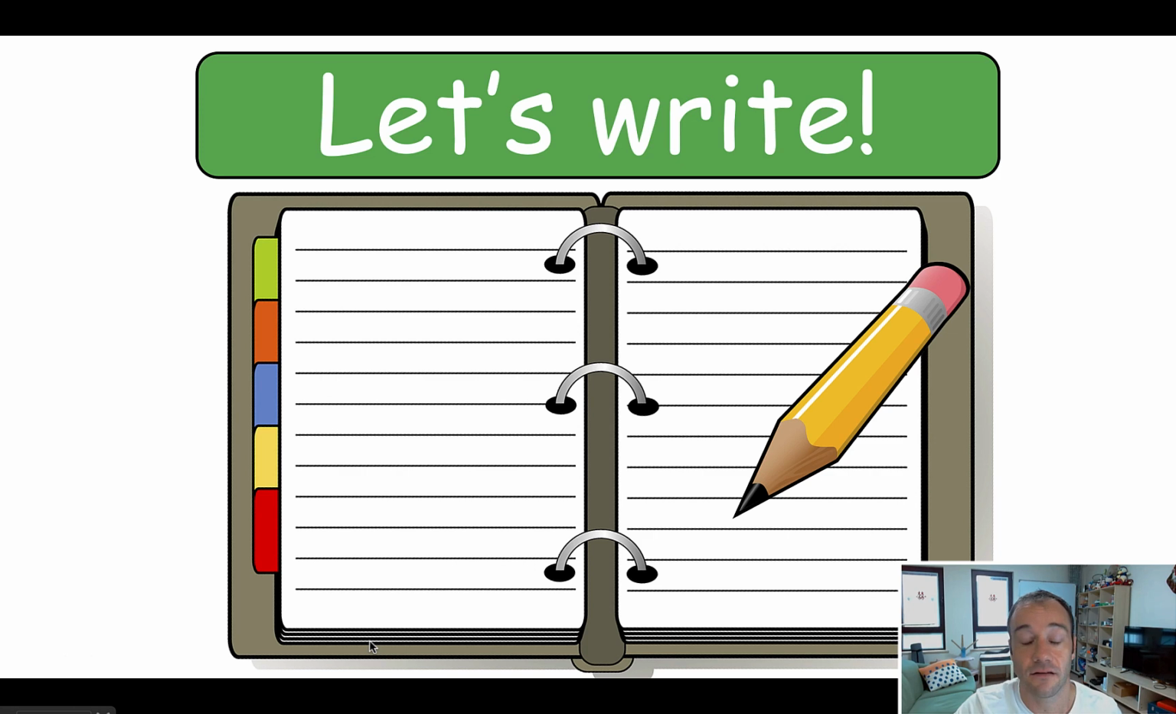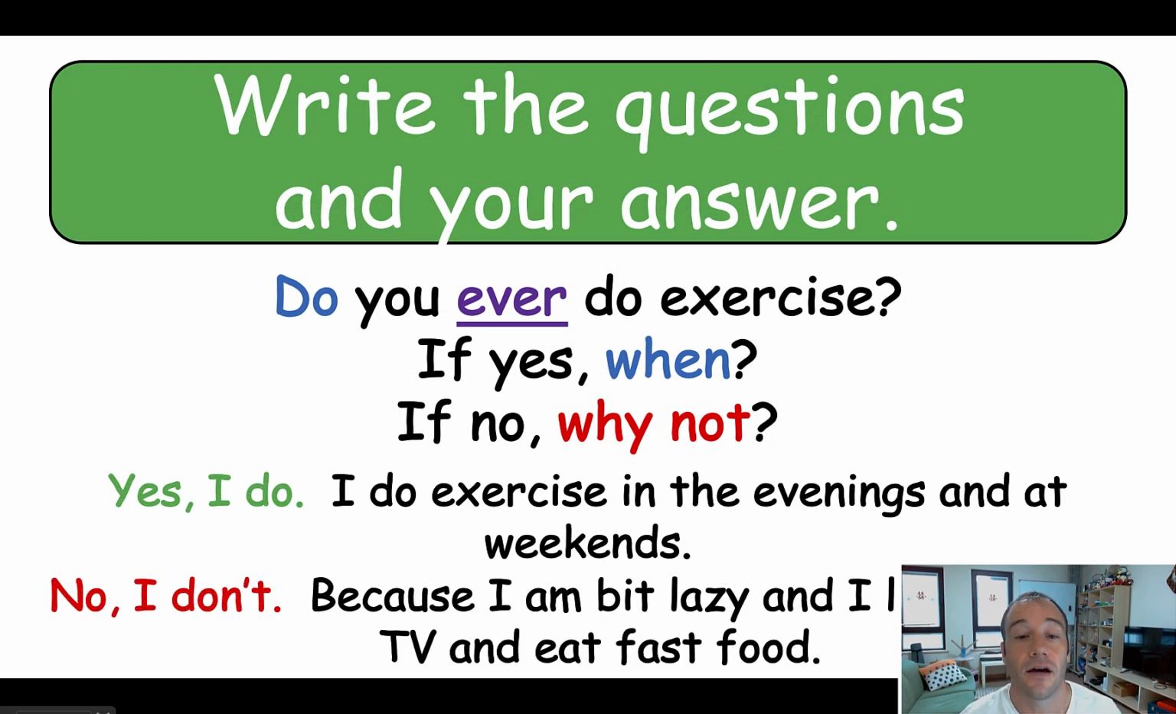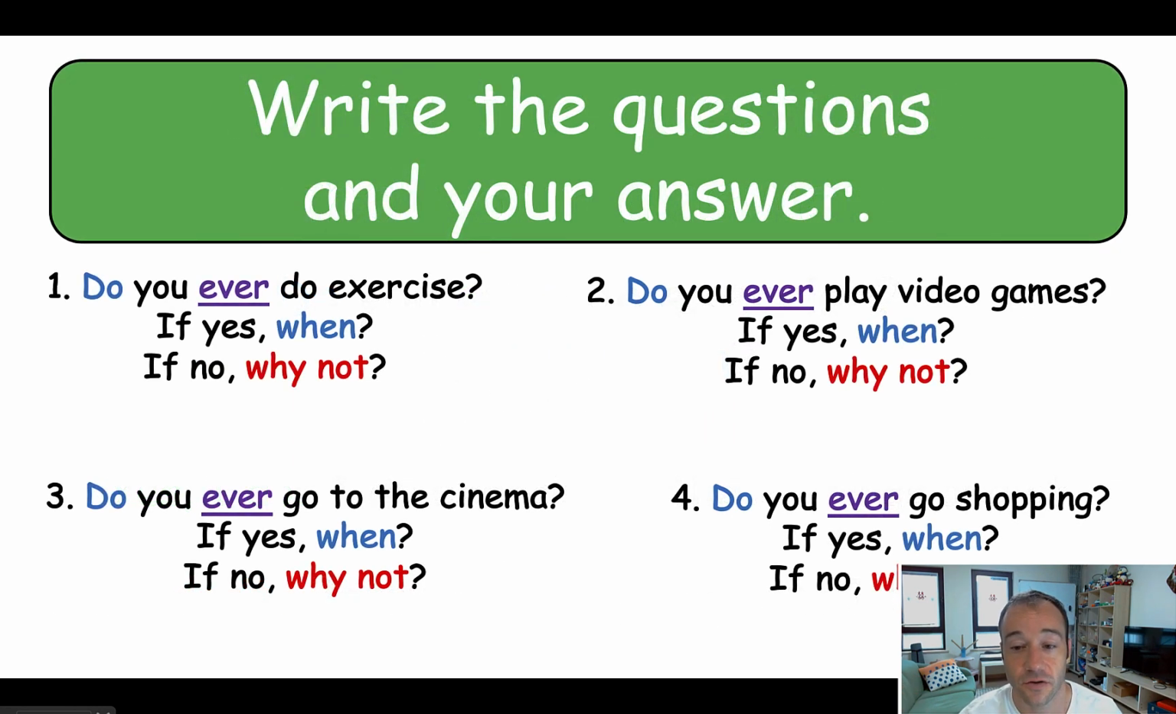And then at the end, there's some homework. They need to do some writing. You can show them this example. They can say, do you ever do exercise? If yes, when? If not, why not? And here are 4 different questions you can assign for them for homework. Okay, and that's the end of the first lesson.